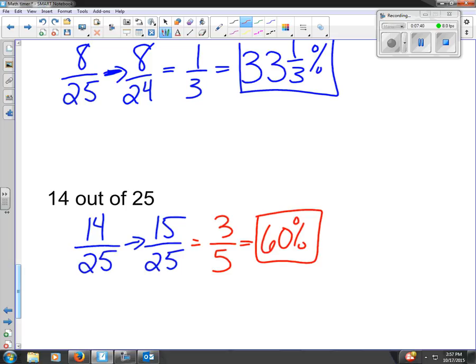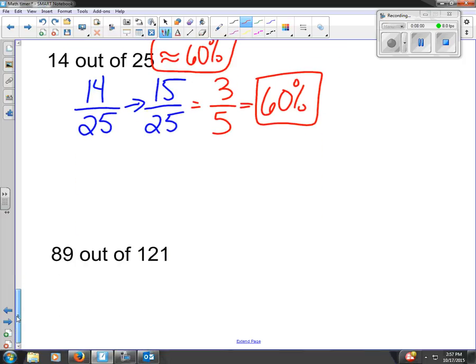Okay, that's a lot easier when we're estimating. You can't do this every time, but when I say estimate, so feel free to estimate, 60%. Okay, 14 out of 25 is about 60%. And again, all these fractions and percent equivalencies are on my wall in my classroom. Okay, let's try one more.